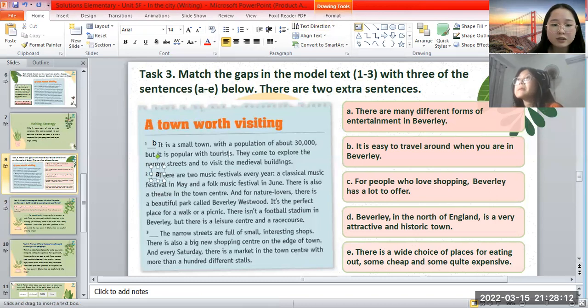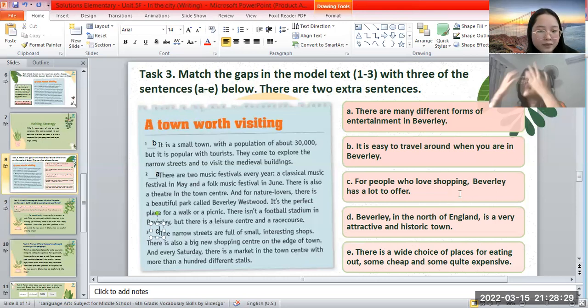Okay, and gap number three is C. Okay, now let's check. Let's read from the first paragraph. It is a small town with a population about 13,000, but it is popular with tourists. They come to explore the narrow streets and to visit the medieval buildings. So you choose B: It is easy to travel around when you are in Beverly.